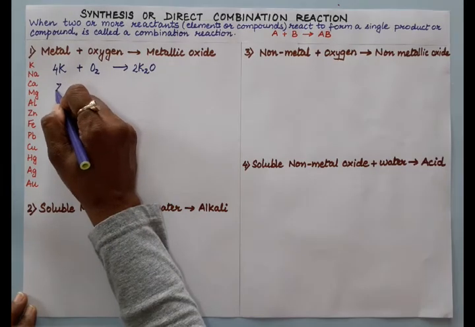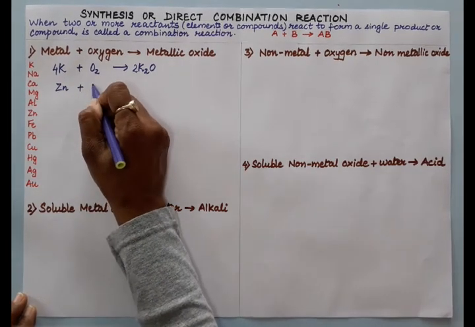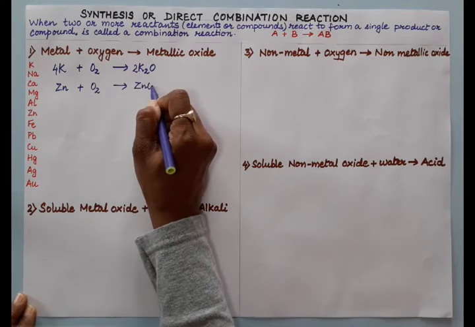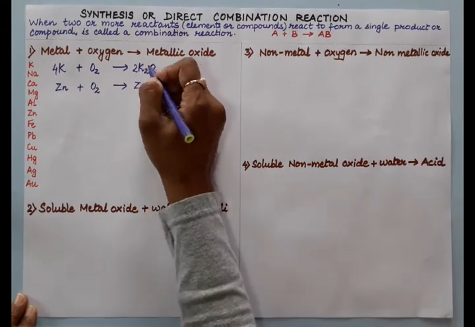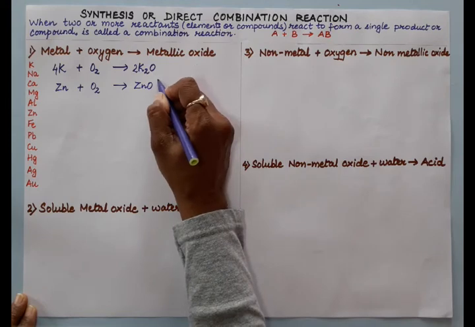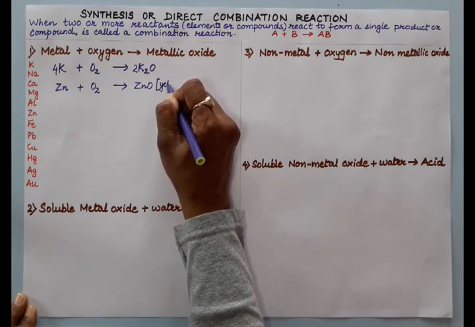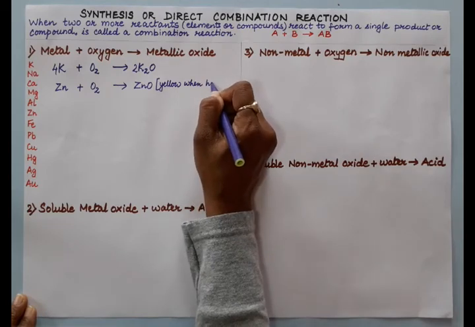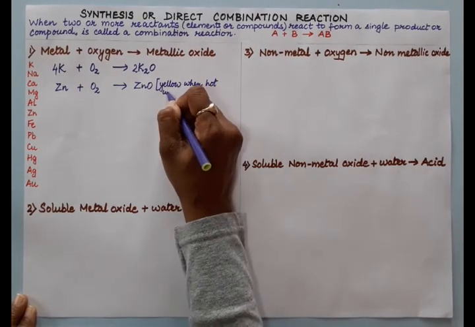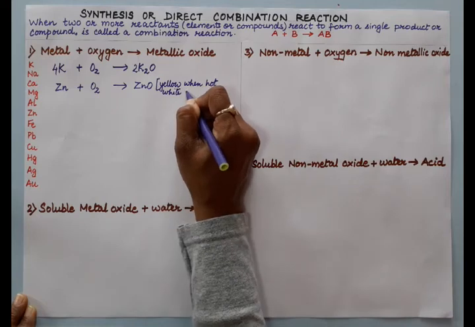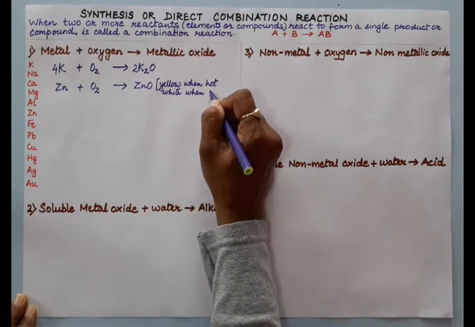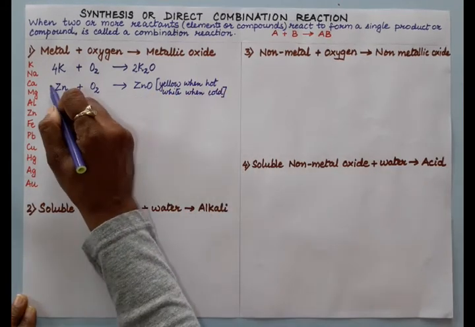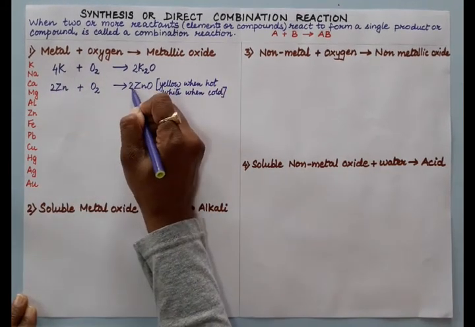Now when zinc reacts with oxygen, we get zinc oxide. Zinc oxide is yellow when hot and white when cold, and potassium oxide is white only. So this is yellow when hot and white when cold. Now to balance the reaction, we have to put 2 over here.